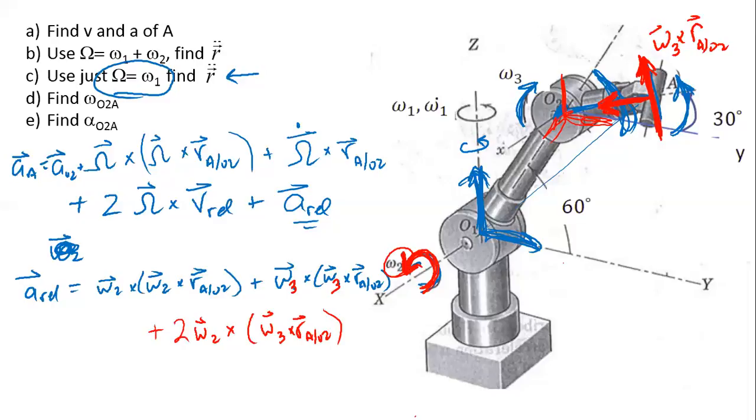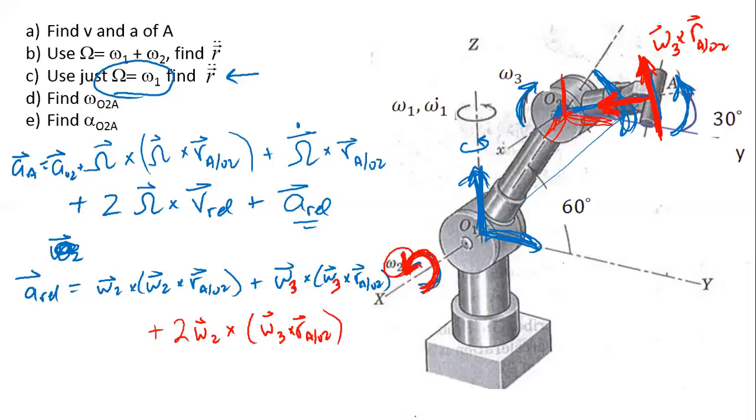But you said that was Coriolis? Yeah, so anytime you see that kind of 2 omega term, that's a Coriolis term. It has to do with things changing direction. How is that different from the 2 capital Omega?